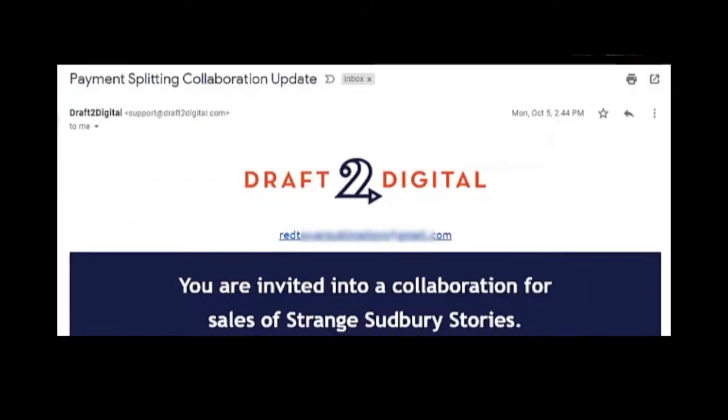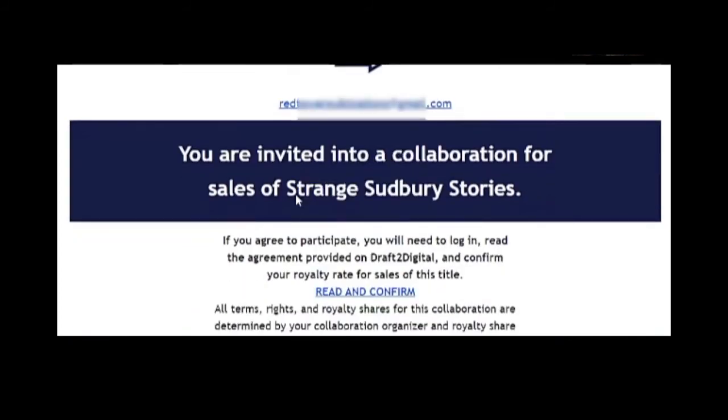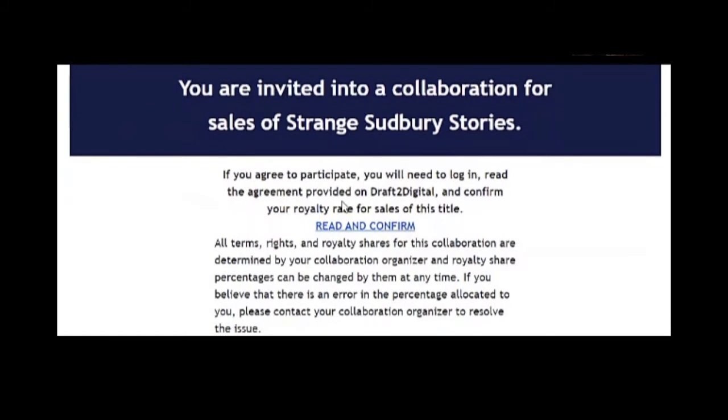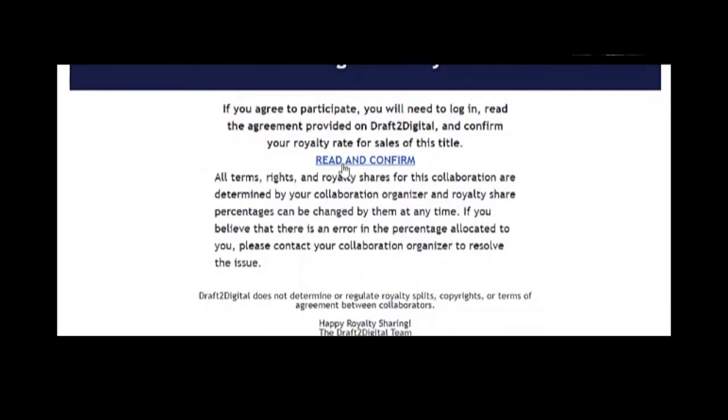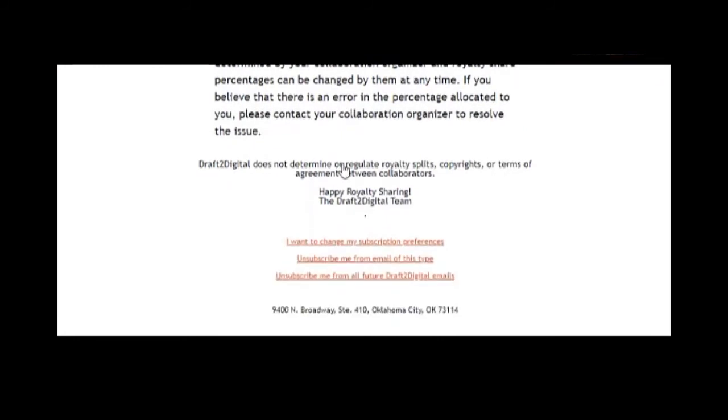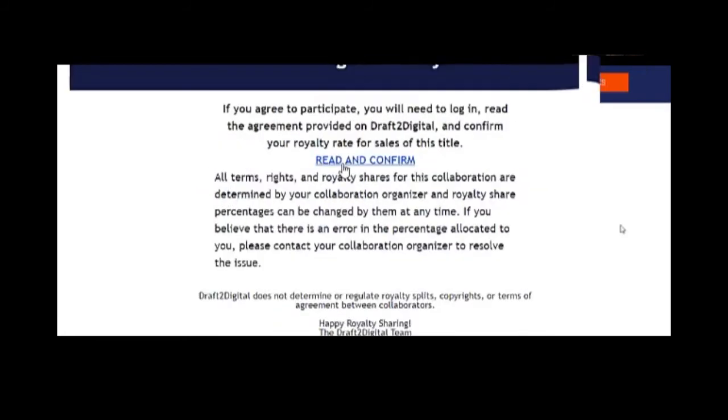Now this is the email from Sean's email account, from support at Draft to Digital. It says you're invited for a collaboration, name of the book in question. And then as he scrolls down in that email, he's going to see a little bit of the terms, and then there's just basically a click button there that says read and confirm, where he can actually go and accept the terms, and then of course the standard stuff in the bottom of the email for unsubscribing, etc.